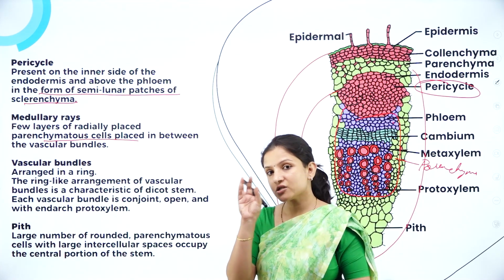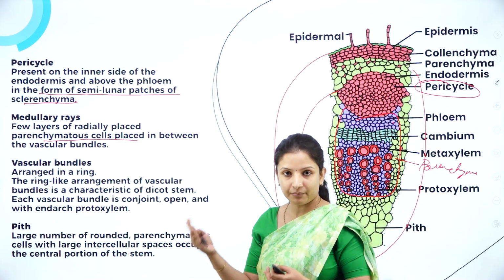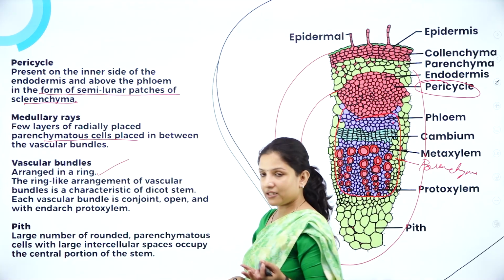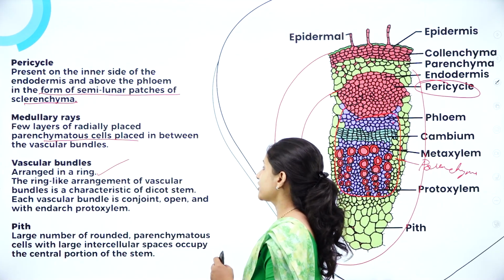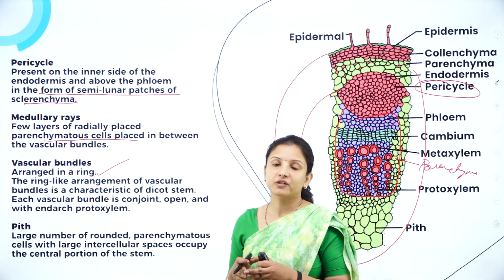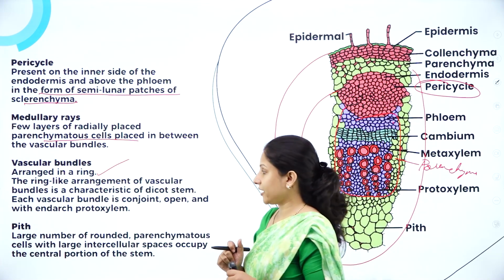And in between each vascular bundle, what do we find? We find the parenchymatous cells which form the medullary rays. So, they are arranged in the form of a ring. Therefore, it is a radial arrangement. So, the ring-like arrangement of vascular bundles is one of the most characteristic features of the dicot stem, because in the monocot stem, you don't find this ring-like arrangement.